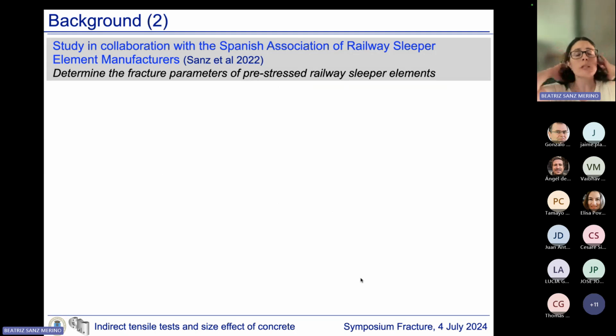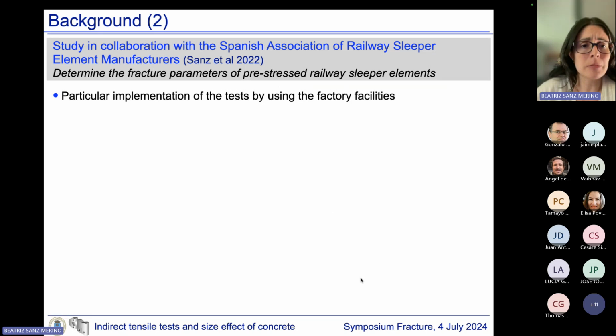So to continue with the background, this method was applied in a study carried out in collaboration with the Spanish Association of Railway Sleeper Element Manufacturers, with results published just 2 years ago. In that work, the objective was to determine the fracture parameters of pre-stressed railway sleeper elements in the factories. So a particular implementation of the test proposed by Planas was adopted, just using the factory facilities. It has some limitations because we don't have all the instruments normally available in a research laboratory.